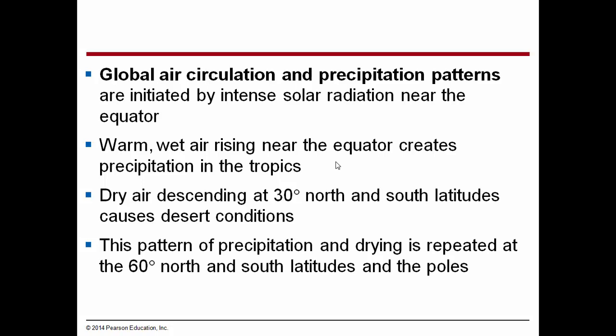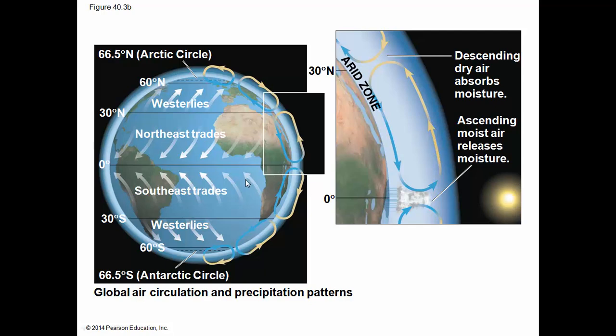Okay, global air circulation and precipitation patterns are initiated by intense solar radiation near the equator. Warm, wet air rising near the equator creates precipitation in the tropics, and dry air descending at 30 degrees north and south latitudes causes desert conditions. This pattern of precipitation and drying is repeated at the 60 degree north and 60 degree south latitudes and the poles. Okay, so the predominant winds are called the trade winds and the westerlies.